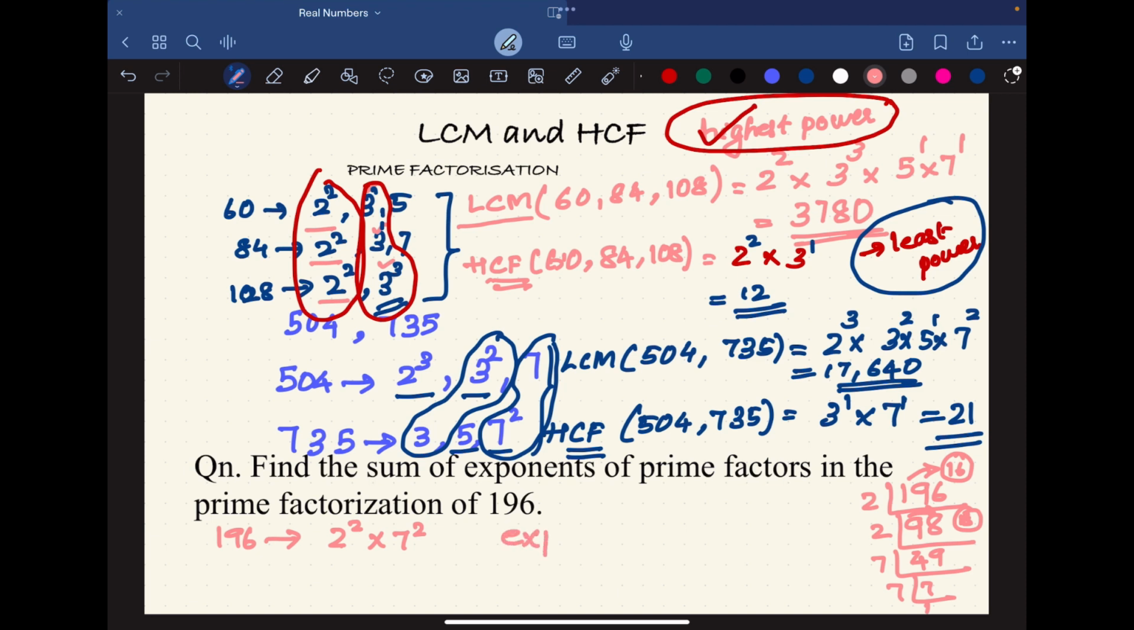Find the sum of the exponents of prime factors. Here we got the exponents as 2 and 2, right? Therefore, sum of exponents is equal to 2 plus 2, that is equal to 4. This is how you can deal with this type of questions. This is one previously asked board exam question.